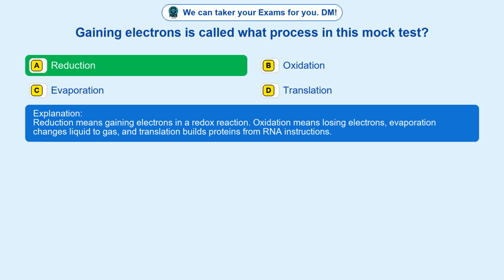Reduction means gaining electrons in a redox reaction. Oxidation means losing electrons, evaporation changes liquid to gas, and translation builds proteins from RNA instructions.